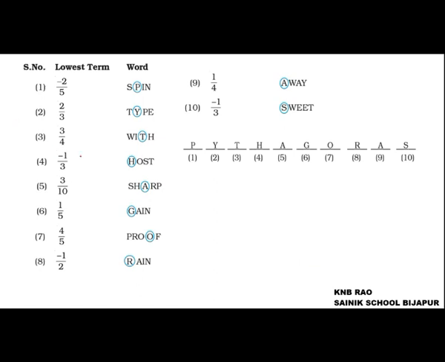Now, observe, after bringing them into simplest form, those words break the code. Here, P in the word spin, Y in the word type, T in the word with, H in the word host, A in the word sharp, G in the word gain, O in the word proof, R in the word rain, A in the word away, S in the word sweet.